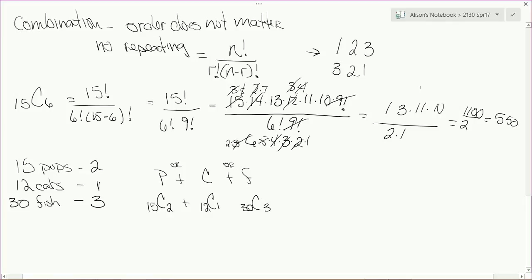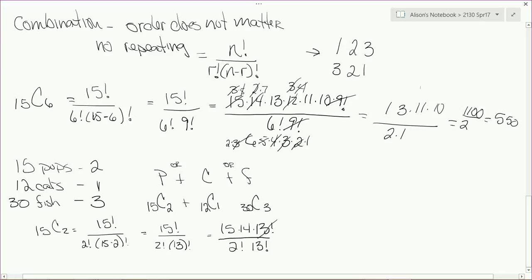Let's see if we can figure out what this answer is. So let's figure out the pups. 15 choose 2. I'm going to have 15 factorial over 2 factorial times 15 minus 2 factorial. That's going to give me 15 factorial over 2 factorial times 13 factorial. I should be able to cancel out those 13 factorials. 2 factorial is actually 2 times 1, so if this is 2 times 7, I should be able to take out the 2. And ultimately we have 15 times 7. So this gives me 105.